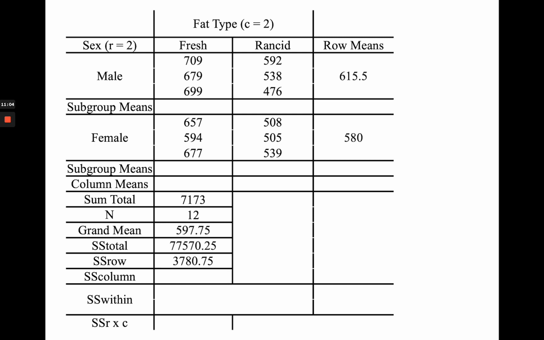In a similar way, we can look at the effect of fat type by calculating the average across male and female of fat type. So this would be column means.